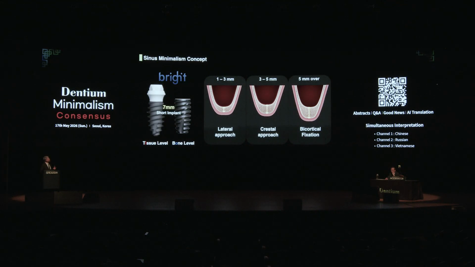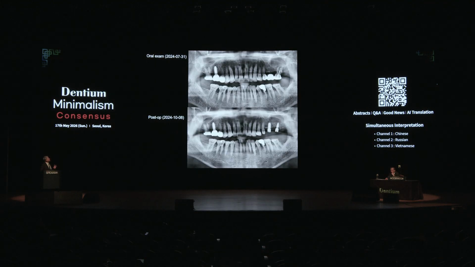With that guideline, at that time, around 6 years ago, we thought that was a little bit challenging, but during the 6 years of evaluation, we came to know that it is a good enough prognosis. As you see, it's a bicortical fixation, 3.5 diameter implant, and 7 millimeter length.